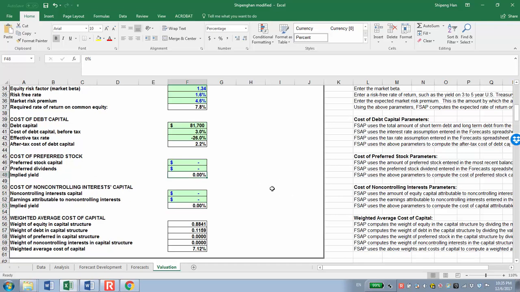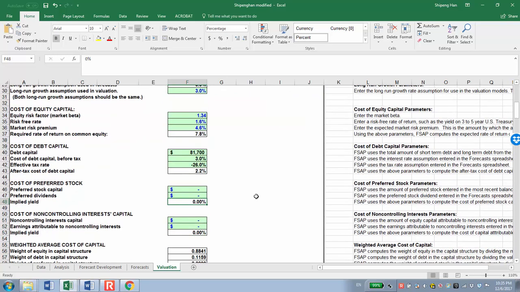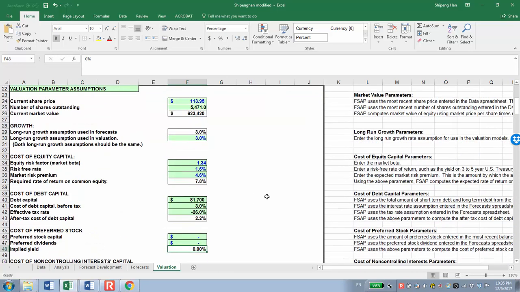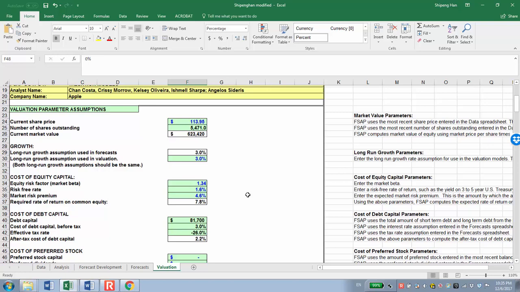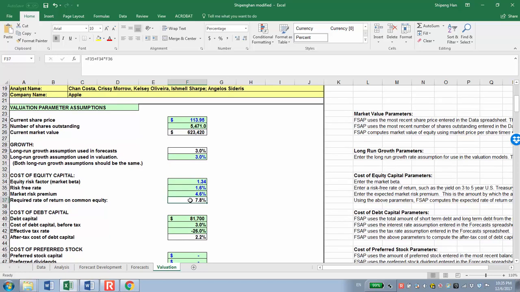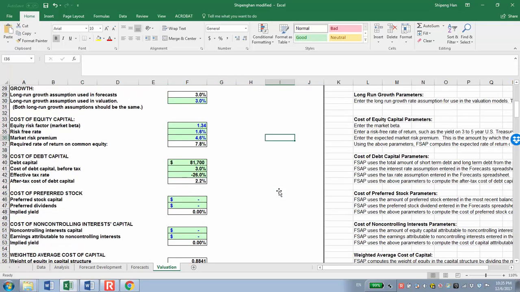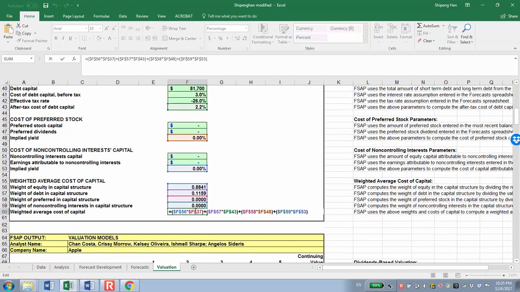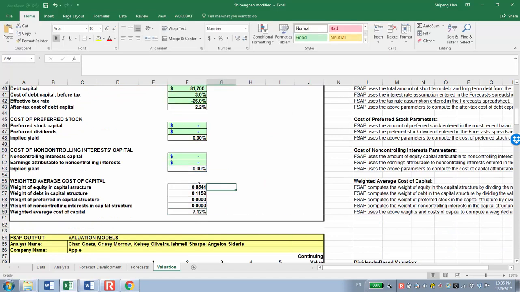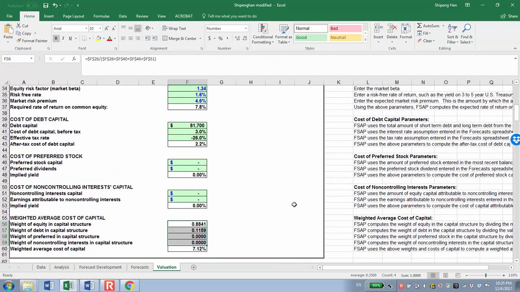Okay, and when you enter all these numbers, we have the cost of common equity at 7.8%. This discount rate will be used in the dividend and free cash flow available for common equity shareholders model. The WACC actually is calculated here. These three cells represent the weight of each capital.